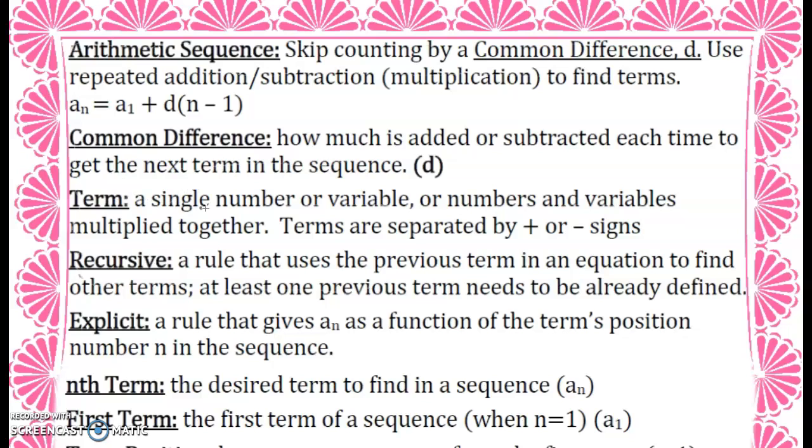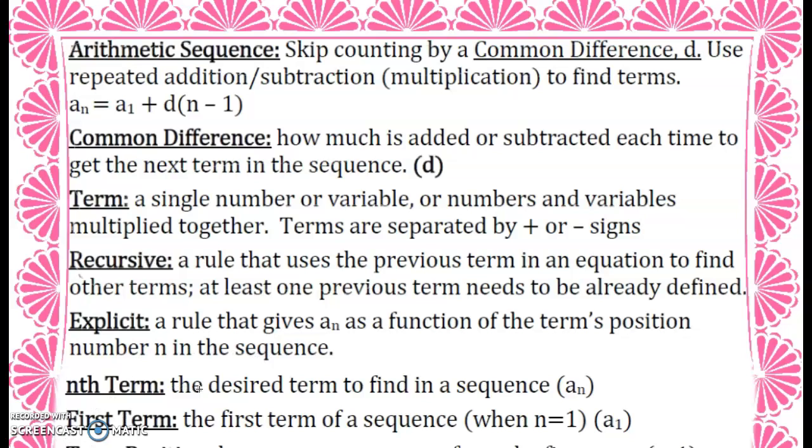Term: a single number or variable, or numbers and variables multiplied together. Terms are separated by plus or minus signs. Recursive: a rule that uses the previous term in an equation to find other terms. At least one previous term needs to be already defined. Explicit: a rule that gives a of n as a function of the term's position number n in the sequence.